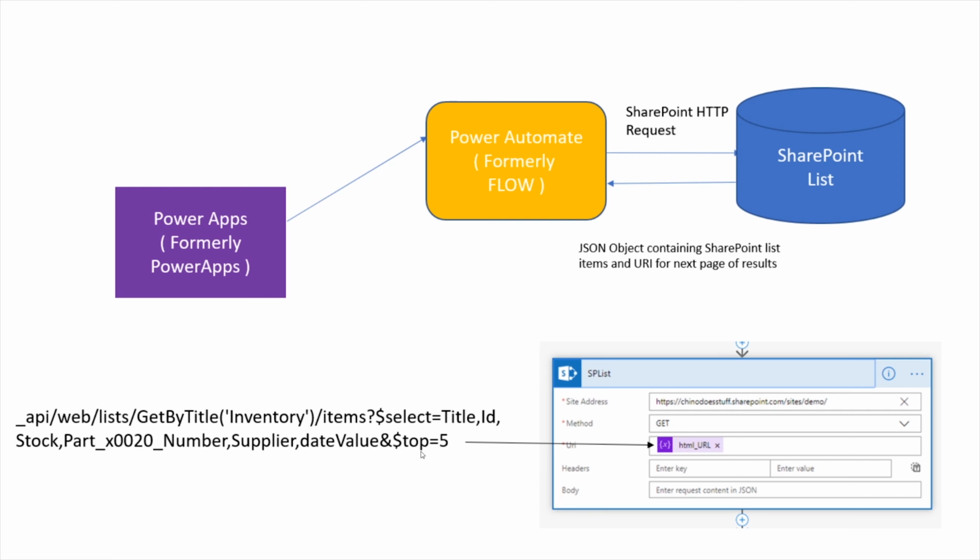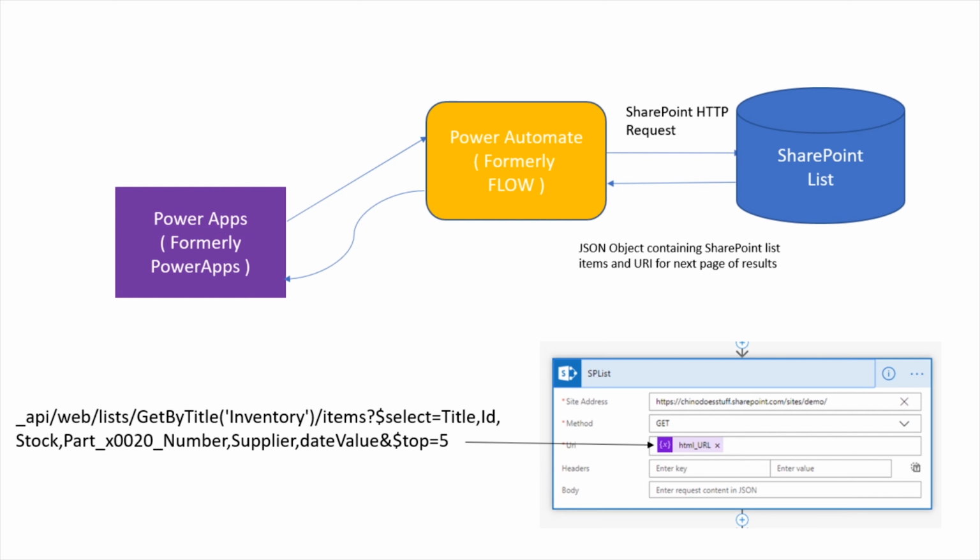And what I'm saying there is I want to return all the items back from the inventory list, and I want to include the title, ID, stock, part number, supplier and date value columns only. Plus, I only want to return the top 5, meaning the first 5 records in the list. And what this does is it returns the first 5 records, but it also gives me a URI parameter for the next 5 records after these 5. So effectively, I've got the parameter for my next query to SharePoint.